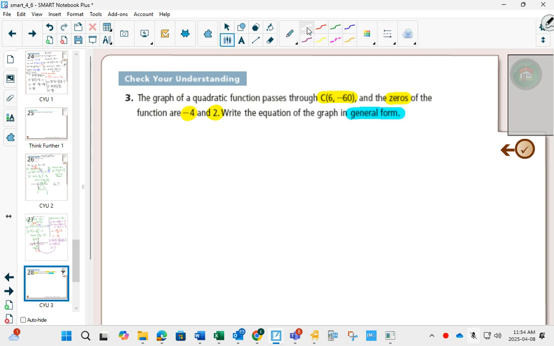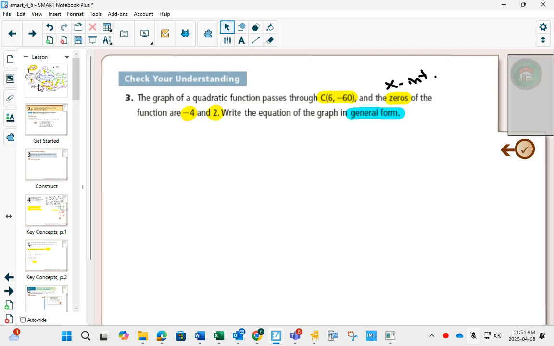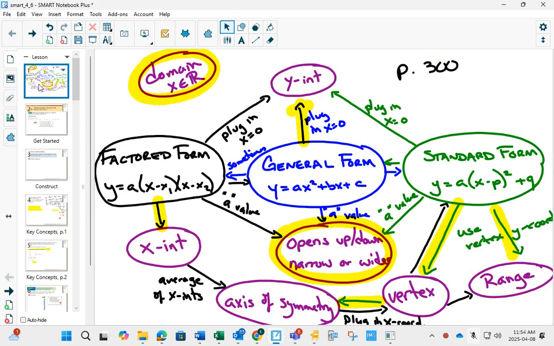What's another word for zeros? X-intercepts. Okay, so if we look at our overall diagram, we want our final answer as the blue circle. But in the stuff that they gave us, we have x-intercepts and a point.